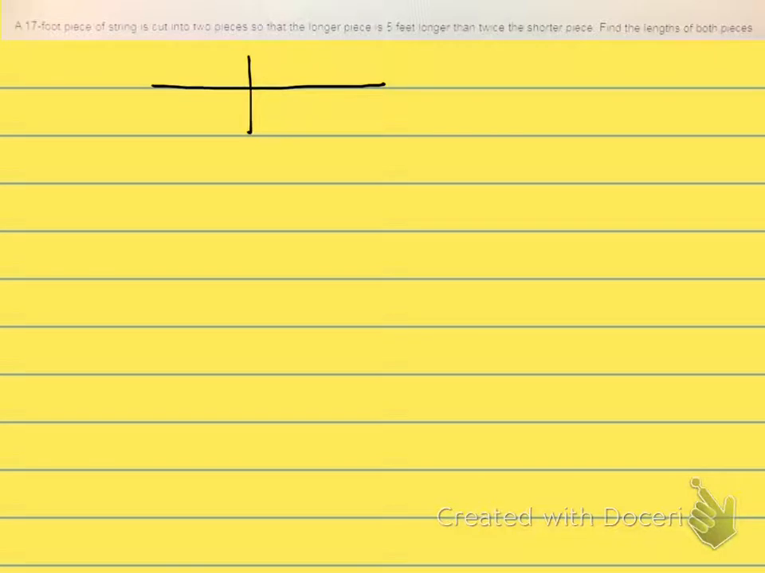Now I don't know anything about the shorter piece at all. So that's the one we call X. If you don't know anything about it, you call it X. Now the longer piece, I know something about it, but in terms of the shorter piece, in terms of X. I know that the longer piece is 5 feet longer than twice the shorter piece. So it's 5 more than 2 times the shorter piece.